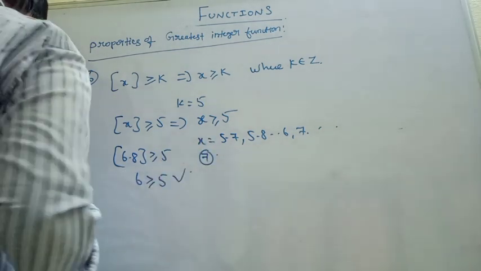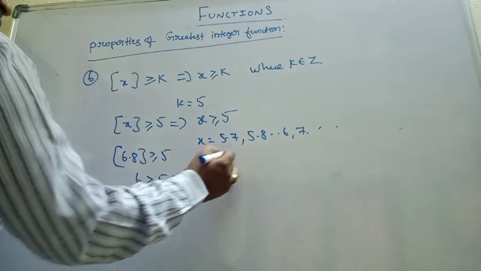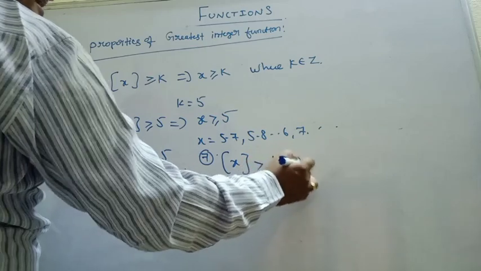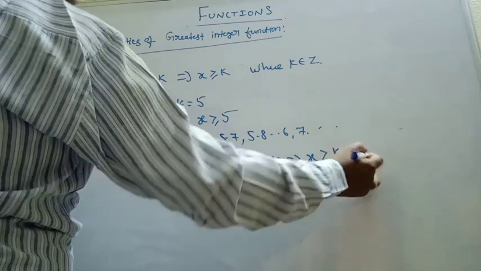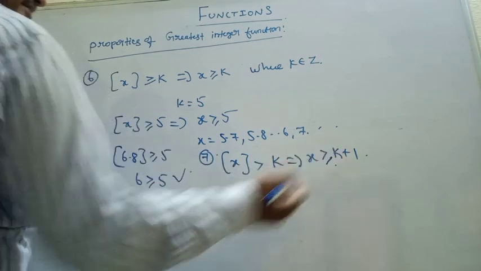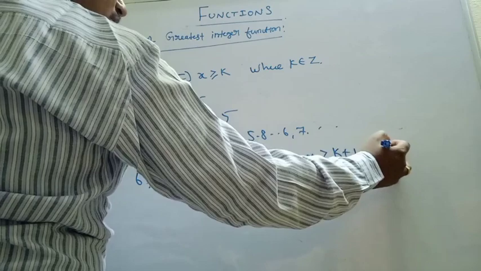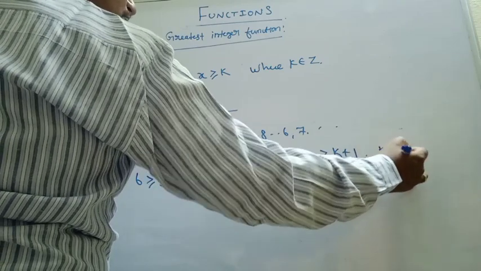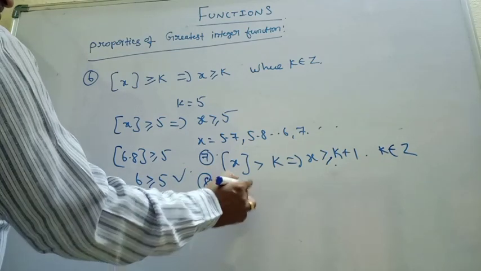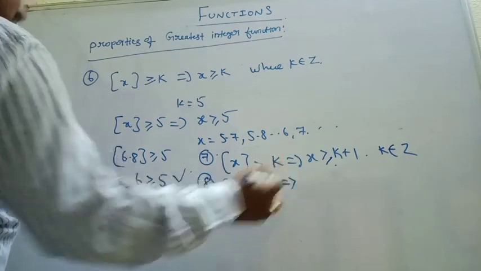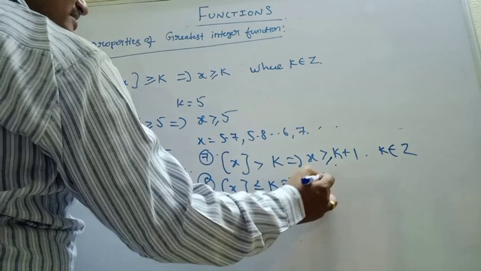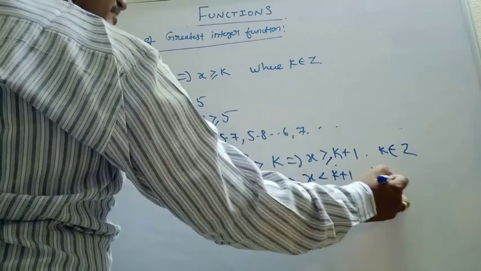Now the seventh one also. Suppose you have floor of x greater than k, then x will be greater than or equal to k plus 1, where k belongs to Z. And the eighth one in the same way: floor x is less than or equal to k, that means x is less than k plus 1, where k belongs to Z.